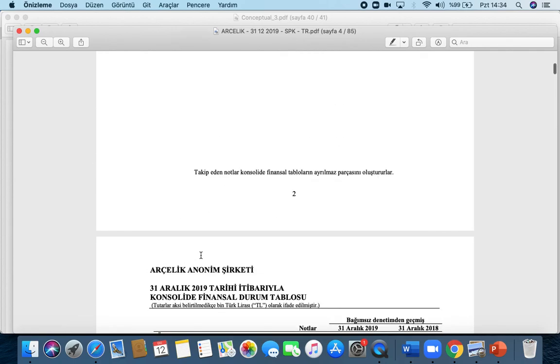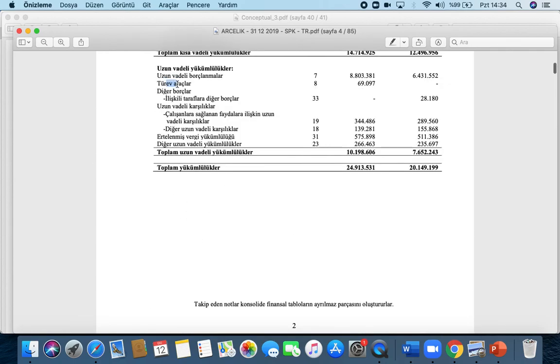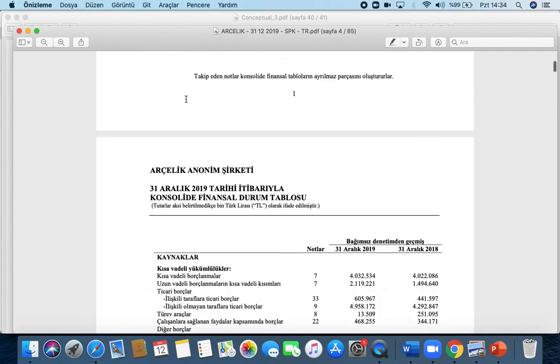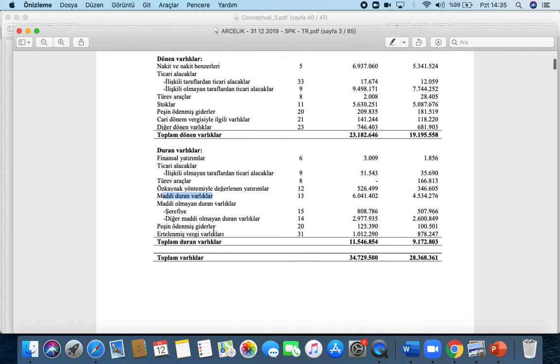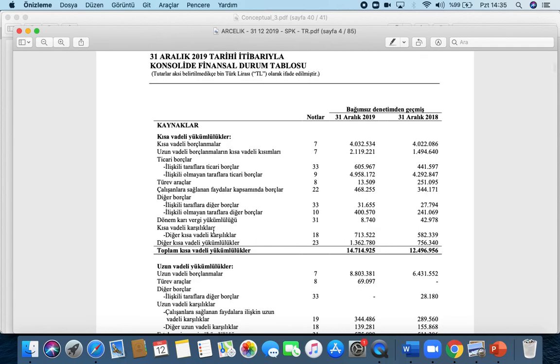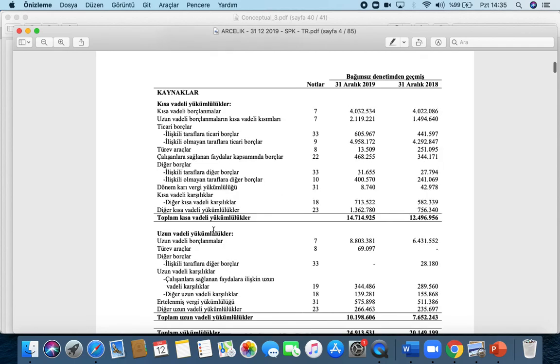There are lots of items here. I am not going to deal with these single items here. Don't deal with it. Cash and cash equivalents, accounts receivables, inventories, financial securities, derivatives, property, plant and equipment. Forget about them. Just concentrate on assets, just concentrate on liabilities, and just concentrate on equities.